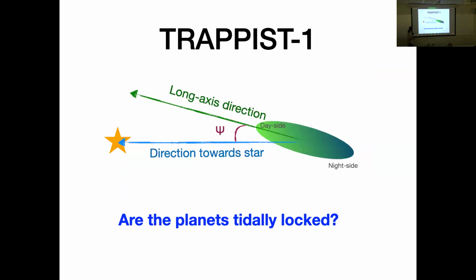So here's the idea. We can look at how the planet is elongated. So the planets will be elongated due to the tidal forcing from the star. And when it's tidally locked, we have a permanent day side and permanent night side. And we're basically looking at how this misalignment angle varies over time.